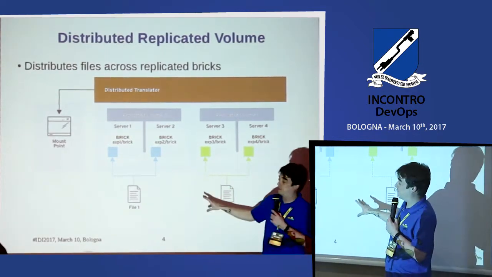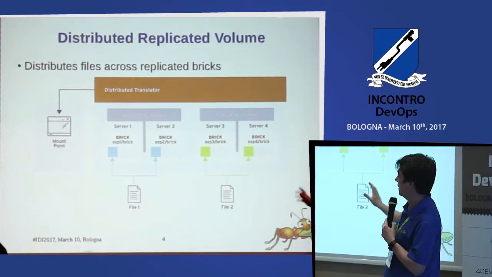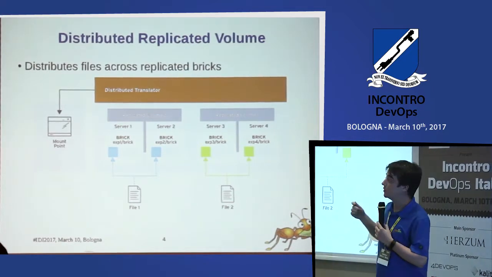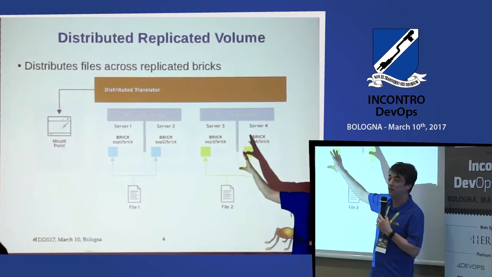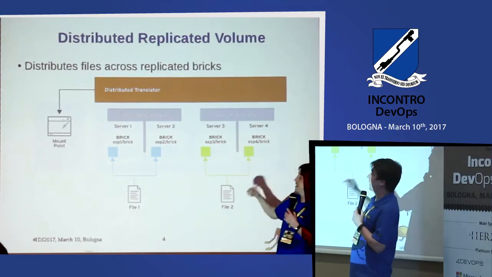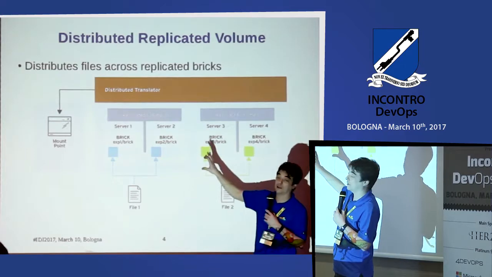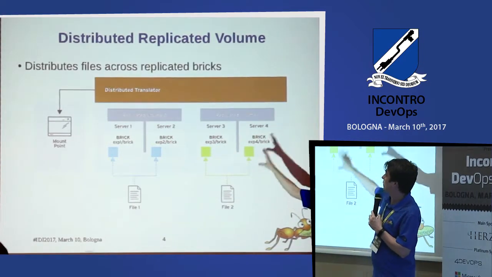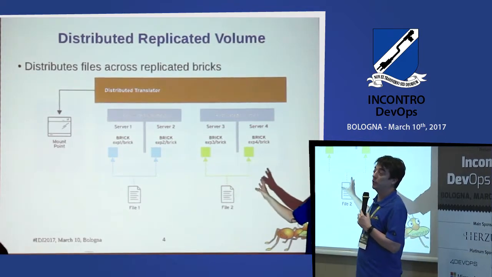This is all done on a hashing algorithm based basically on the file name. So every client actually knows what the volume layout looks like. Every client knows that there's a distribution layer and a replication layer, and the client can calculate the location of the file. The client also does the replication and everything.